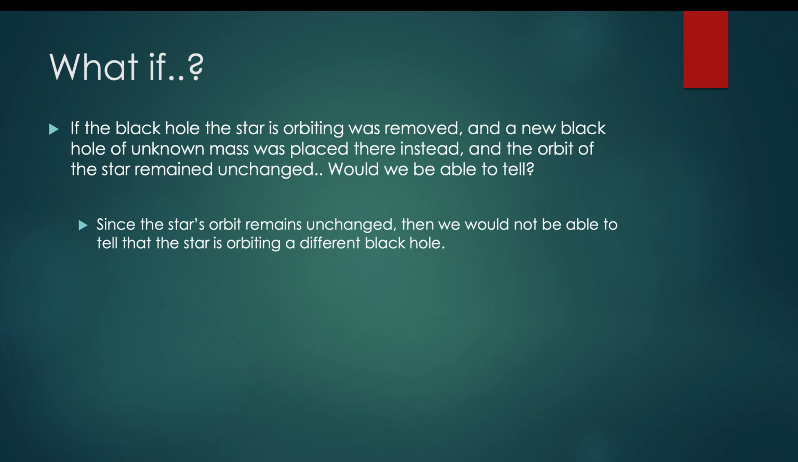And so what if the black hole the star is orbiting was removed, and a new black hole of unknown mass was placed there instead, and the orbit of the star remained unchanged? Would we be able to tell that this change was implemented? To answer this question, since the star's orbit remains unchanged, we would not be able to tell that the star was orbiting a different black hole, since the trajectory would be the same, and the mass would probably also be the same for the black hole.